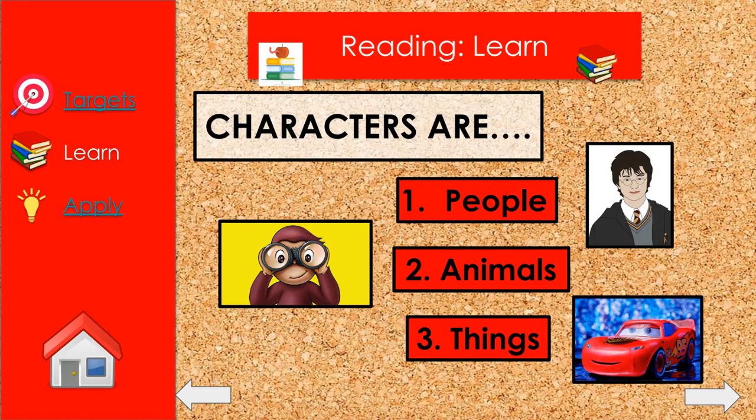Let's review who characters can be in a story. Characters are people, like Harry Potter. Characters can be animals, like Curious George. Characters can also be things, like Lightning McQueen.